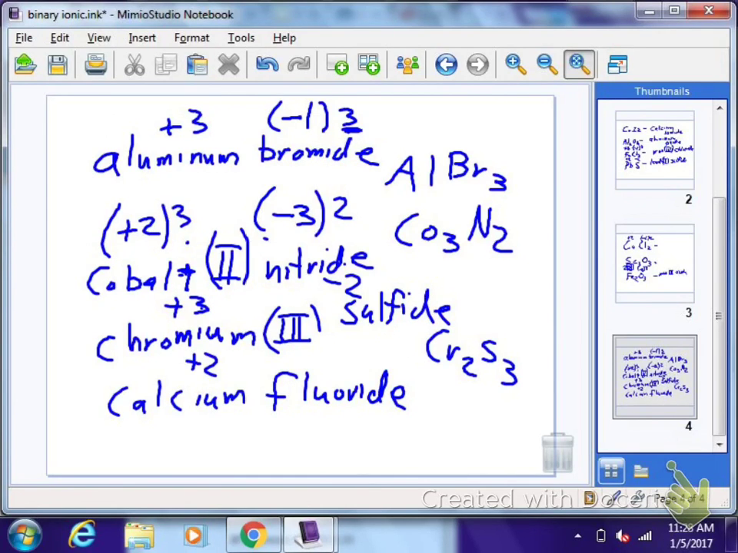And calcium's a +2, fluorine's a -1, so it'd just be CaF2. So CaF2. Okay?